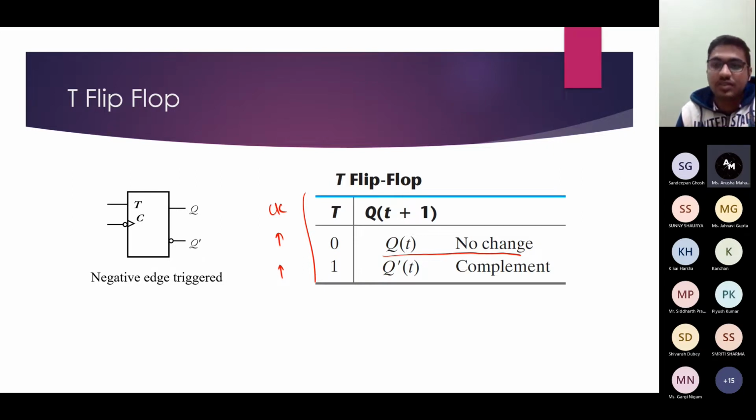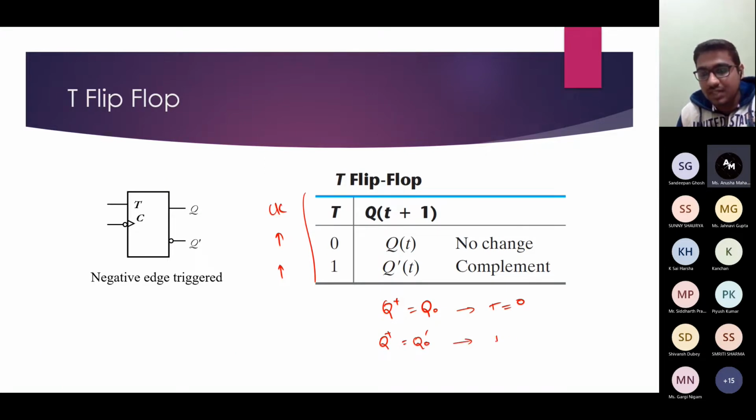That means the complement of the initial state. So here we can write Q plus is equal to Q naught for T is equal to 0, and Q plus is equal to Q naught complement, meaning the complement of the initial Q, for T is equal to 1. This is the T flip flop.